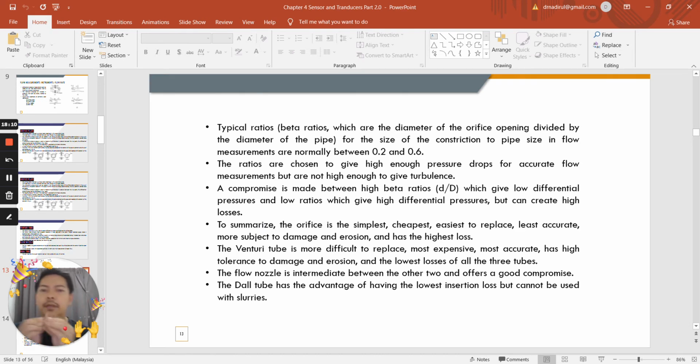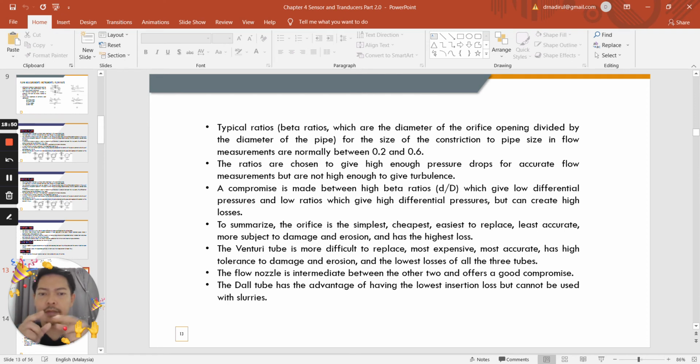Typical beta ratio, which is the diameter of the orifice opening divided by the diameter of the pipe, for the size of the constriction to pipe size in flow measurement, is normally between 0.2 and 0.6. The ratio is chosen to give a high enough pressure drop for accurate flow measurement, but not so high as to give turbulence. A compromise is made between a high beta ratio, d over D, which gives low differential pressure, and a low ratio, which gives high differential pressure but can create high losses.